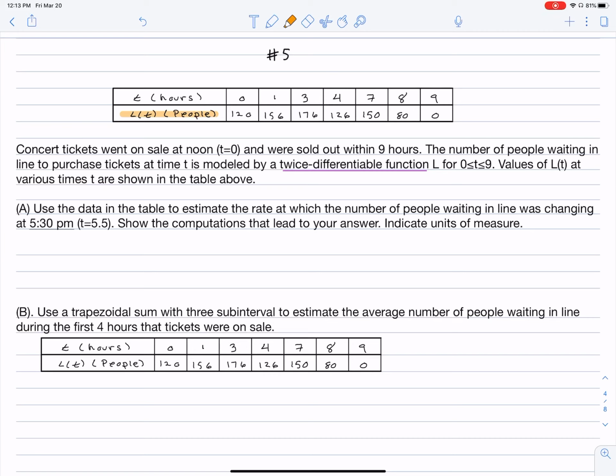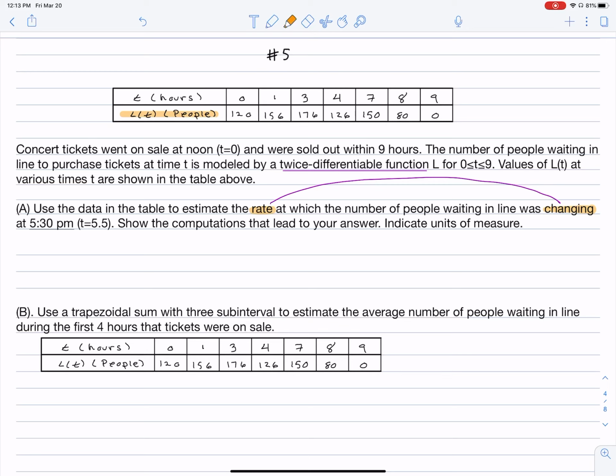Okay, so let's do this first part. Use the data in the table to estimate the rate at which the number of people waiting in line was changing at 5:30. So they're asking us for the rate. Now notice the rate. This is important. They kind of separated this, but these two really go together. The rate changing is a rate of change. So they're asking us to estimate the rate of change at time 5.5.